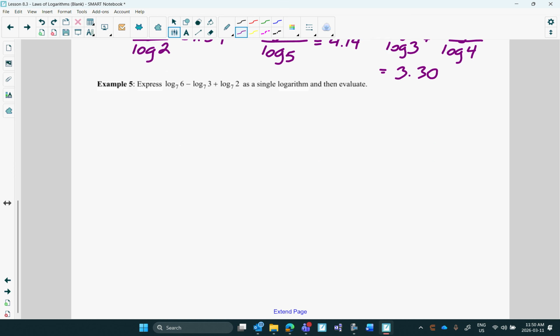This one we could combine. What would I do? 6 divided by 3 times 2. So it would be this. And that would give us log 4 divided by log 7, because we can't do this one mentally. And that will give us approximately 0.71.